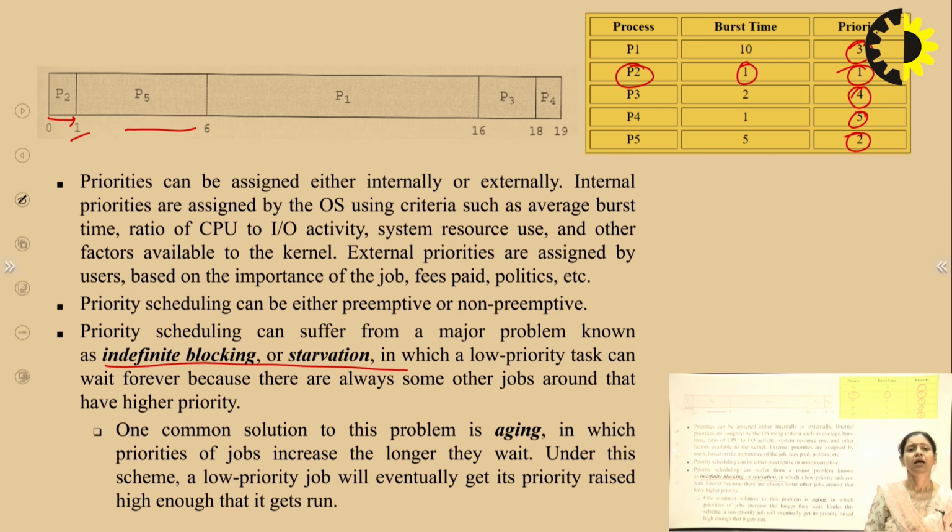For that, what do we have as a solution? We have the solution of aging, where we increase the priority of the processes on the basis of the time they are waiting in the system. If they are waiting for a very long time, we increase their priority so that at a certain point of time they become a high priority process, get executed, and move out of the system.